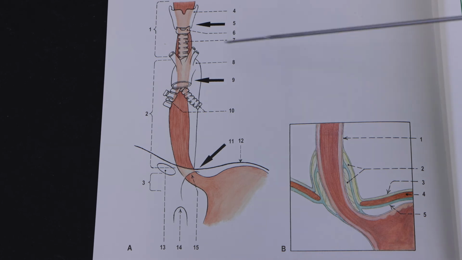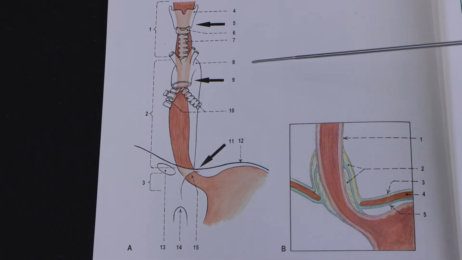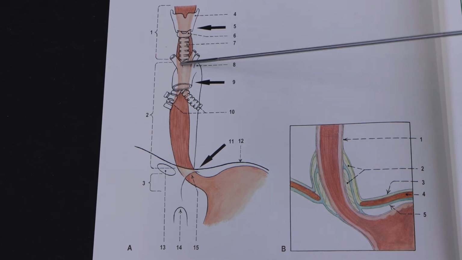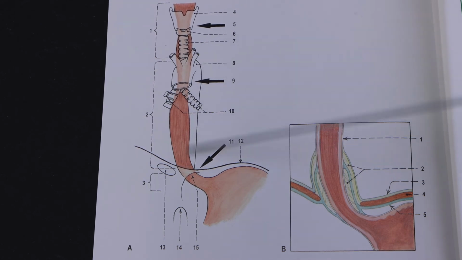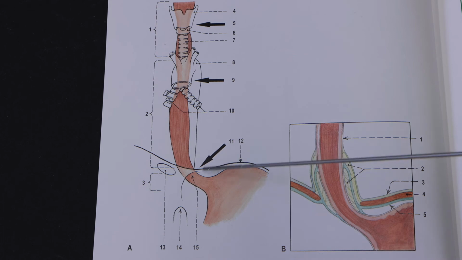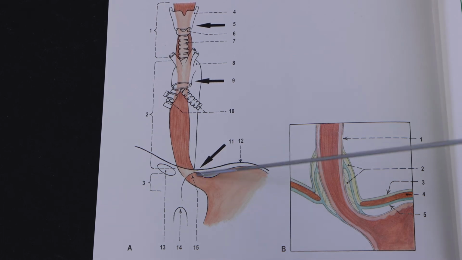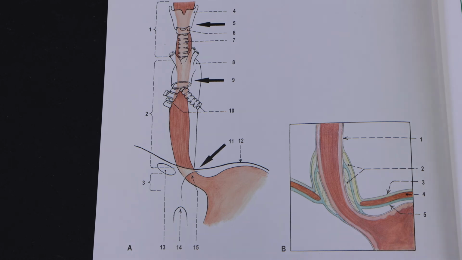So as I mentioned, during its pathway, it has 3 parts. The neck part of the esophagus, which is called the cervical part, then the thoracic part of the esophagus, which is called the thoracic part, and the abdominal part of the esophagus, which is called the abdominal part. The cervical part is approximately 6 centimeters. The thoracic part, which is the longest part, is approximately 16 to 20 centimeters, and finally the abdominal part, which is the shortest part, is approximately 1 to 2 centimeters.